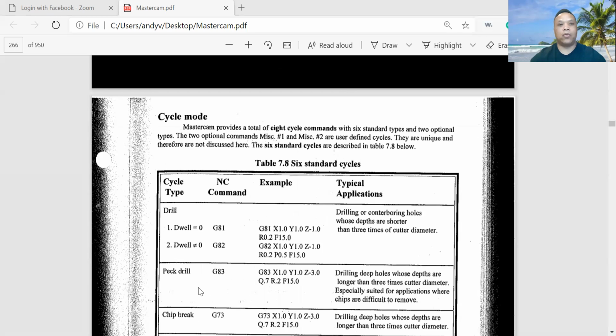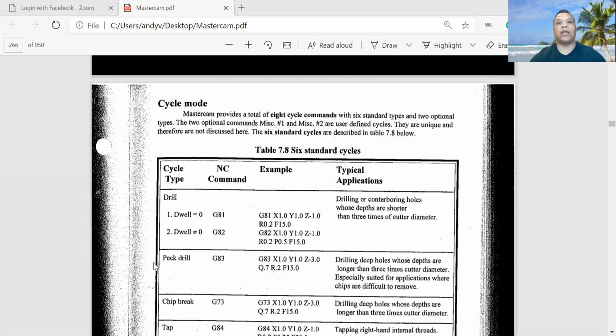Cycle mode. Mastercam provides a total of 8 cycle commands, with 6 standard types and 2 optional types. The 2 optional commands, miscellaneous 1 and 2, are used to define custom cycles. They are unique and therefore are not discussed here. The 6 standard cycles are described in the table right here.